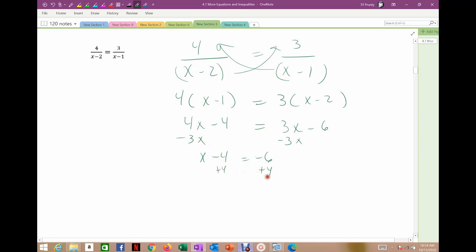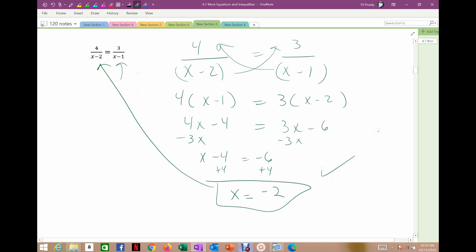So I'm going to move the 3x over, so I get x minus 4 equals negative 6, move the 4 over, I get x equals negative 2, and then check. This one I really do need to check, but I'm okay because it's a negative 2. Negative 2 minus 2 gives me negative 4, it's fine, and same thing over here, that would give me a negative 3, so it checks.